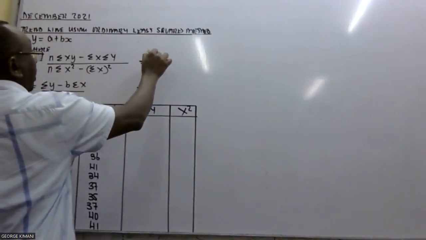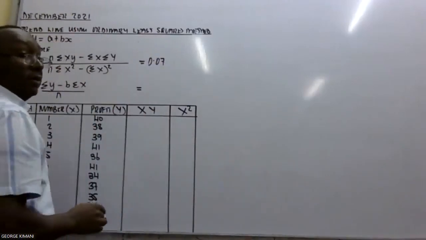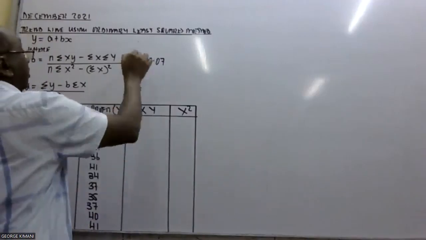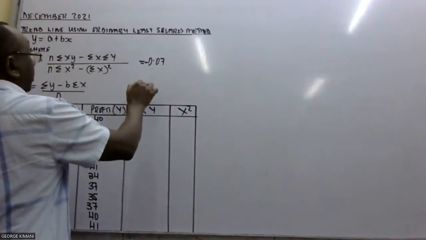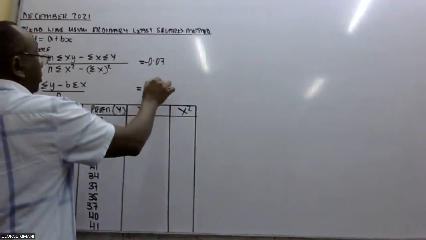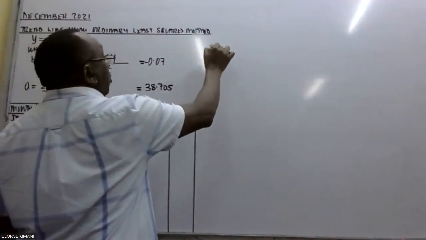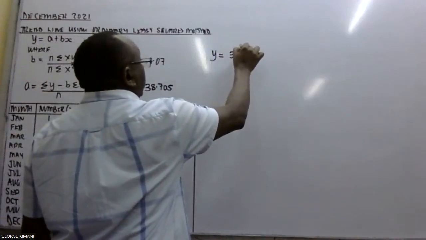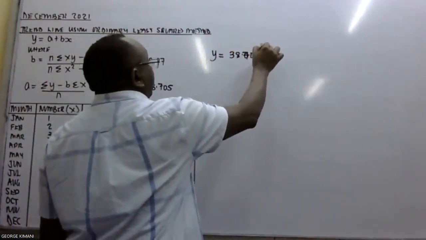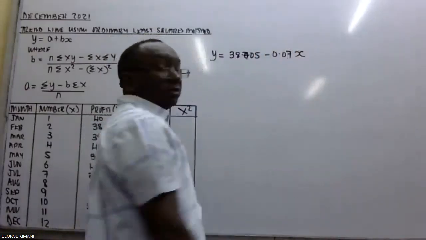0.07 and A negative. No, B is negative. Then 38.705. So if that is okay, then y is equal to 38.705 minus 0.07x.